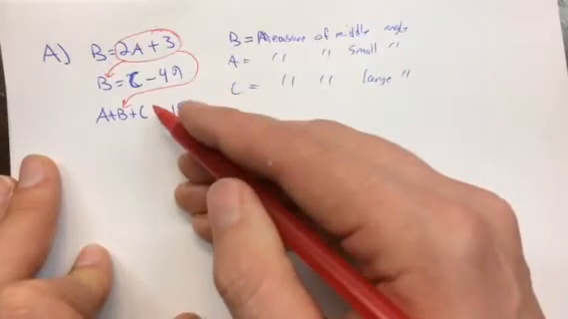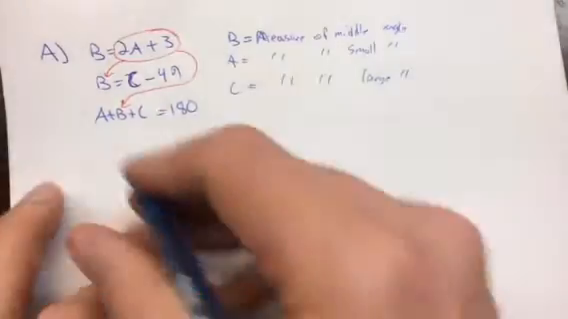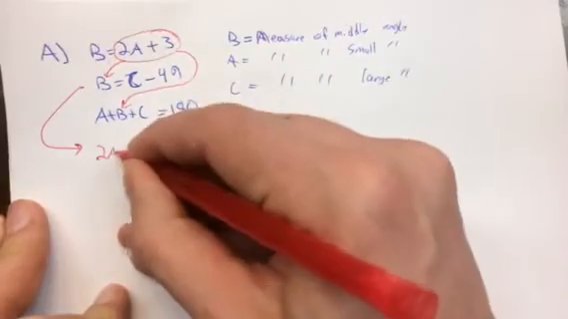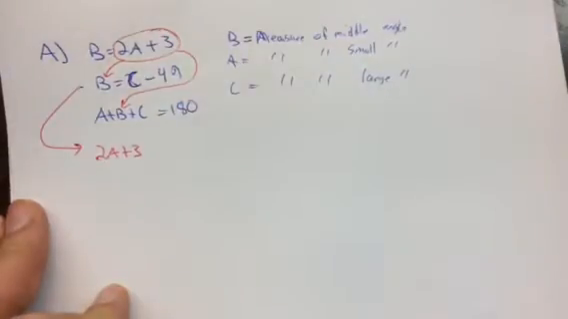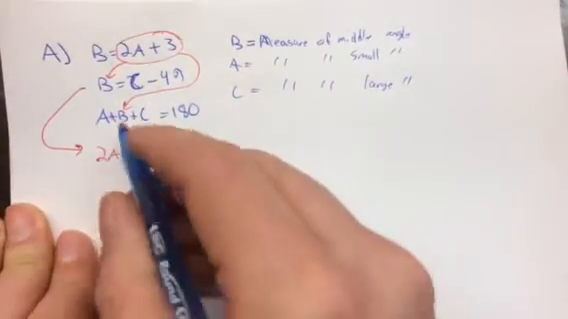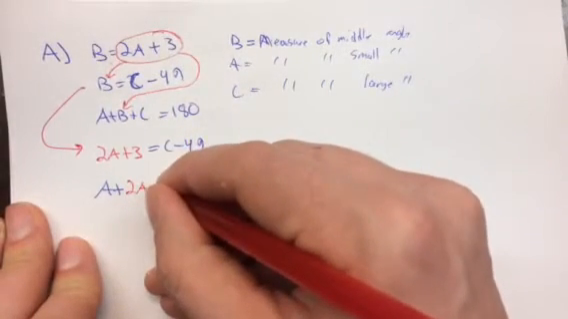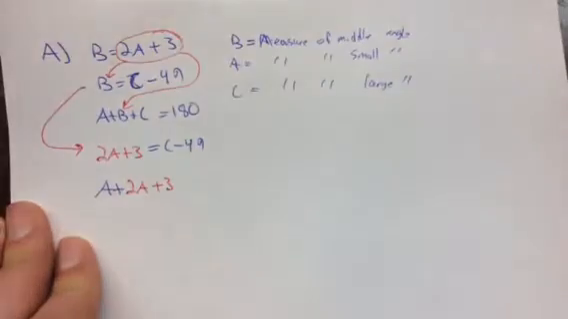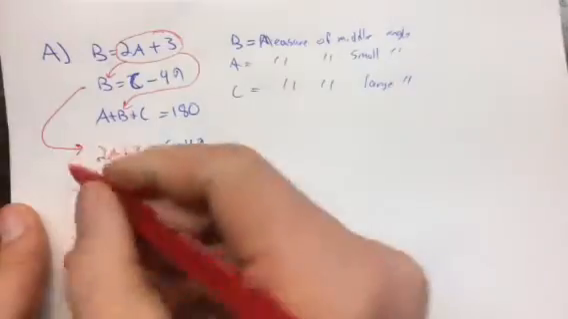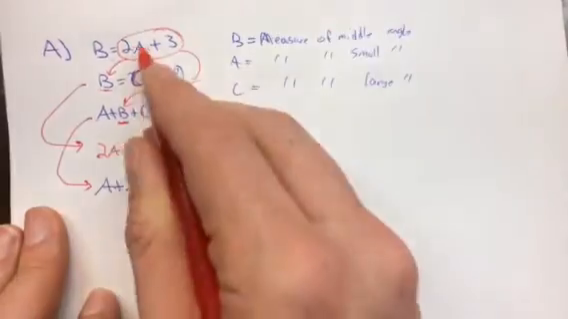Sometimes there's only a b in one of the other equations, and that's good enough. The idea isn't that I need to put a b somewhere. Instead of b, I'm going to put 2a plus 3 equals c minus 49. Notice how b just became 2a plus 3. And in the other equation, a plus 2a plus 3 plus c equals 180. So all I'm doing is substituting where there was a b, I put in 2a plus 3.